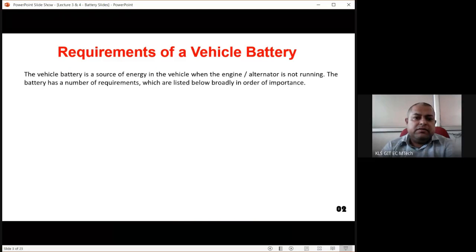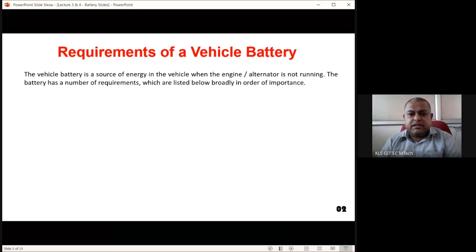So, requirement of a battery in a vehicle. Battery is the main source of energy for any vehicle. There is an engine, which is actually run by the fuel, and there might be another alternator, which is also a generator, inside a vehicle. When the engine and alternator are both not running, the battery is the main source of energy inside the vehicle. And the battery has a number of requirements.